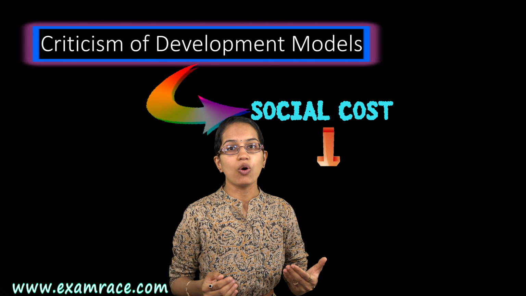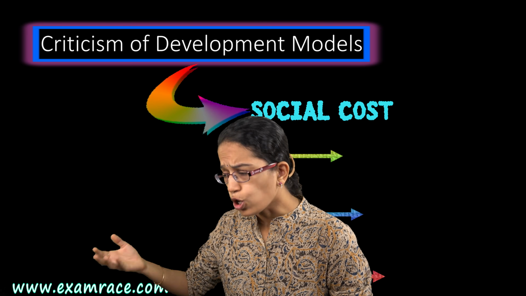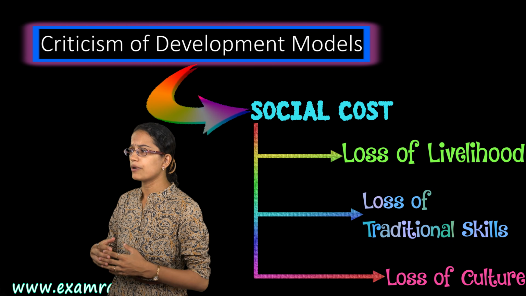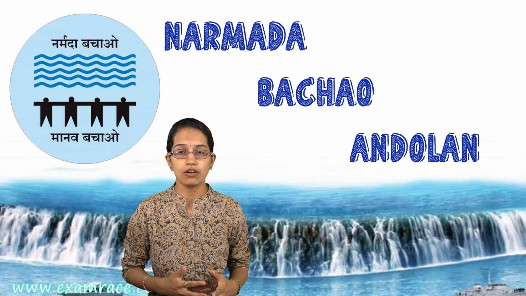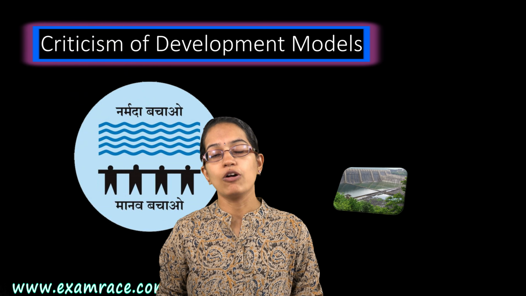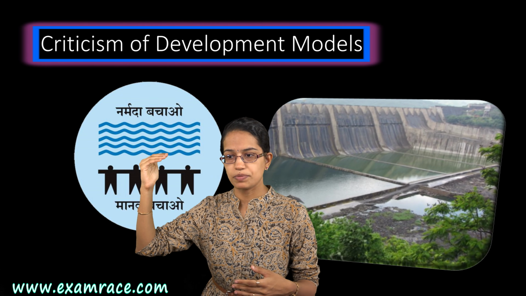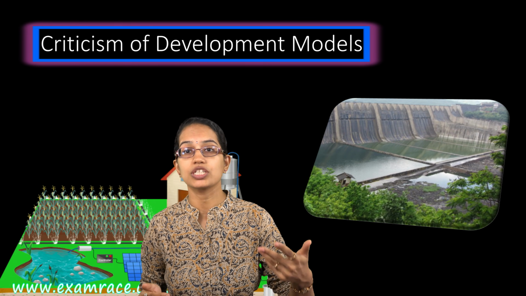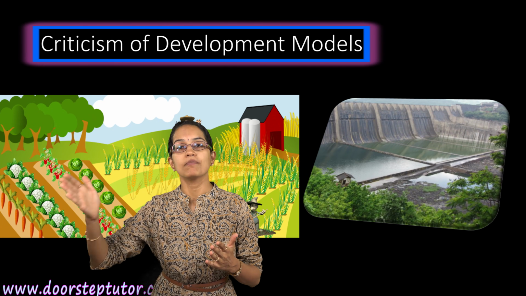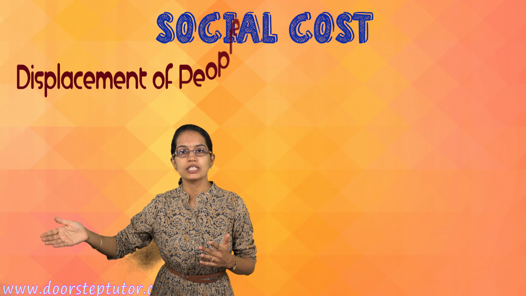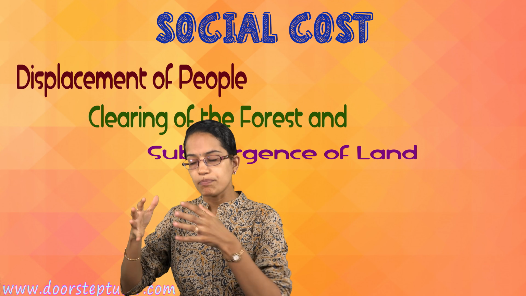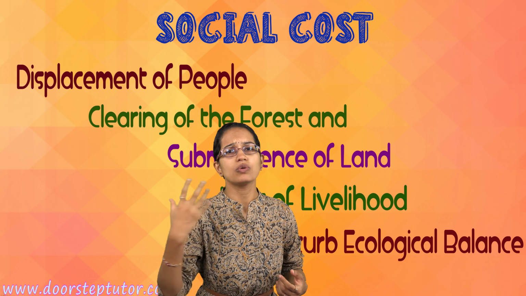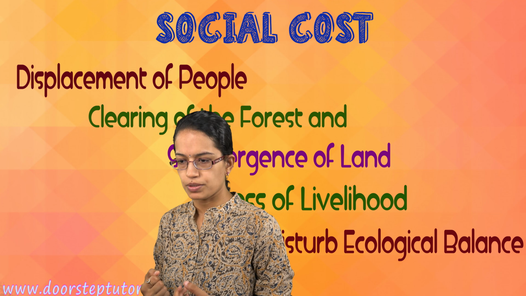Social cost was mainly in the form of displacement of the people, loss of livelihood, loss of local traditions that were seen, loss of culture. So if we talk about any big project in India, let's take Narmada Bachao Andolan. This project was laid down when the height of the Sardar Sarovar Dam was being raised, and this dam was crucial for electricity, irrigation, agriculture, indeed. But at the same point, it led to displacement of numerous tribal people, clearing of the forest land, submergence of the land, loss of the livelihood, ecological disturbances that were seen, and all those are part of the social costs that have to be borne up.